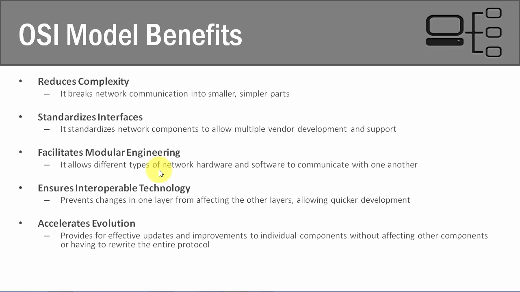And so when we talk about modular engineering, it means that we can have all these different vendors making all these different devices communicating together. So you can buy your router from one vendor, you can buy your switch from another vendor, you can buy your network cabling from another. If they're all following the same standard and the same rules for communication, then we can have modular engineering. And that leads us to the next point. Because we have that, then it allows for interoperability between these different types of technologies and these different vendors.